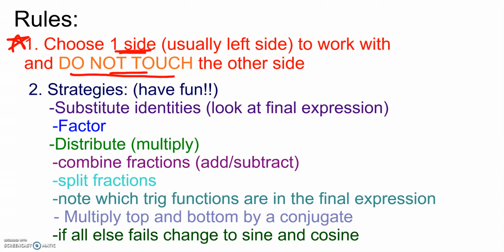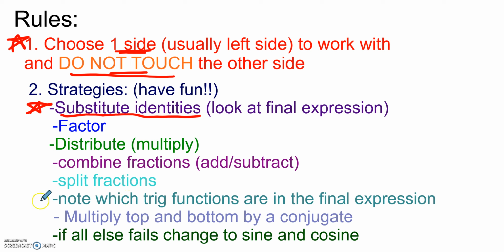And some of these strategies you're going to recognize from the last couple videos. Like in the last videos, when we simplified trig expressions, we substituted identities we saw first. That's usually the first thing we thought about. Then if those didn't work, we used some of the algebraic skills. We factored, we distributed, we combined fractions with a common denominator, we split the fractions from one fraction to two, or two fractions back to one.